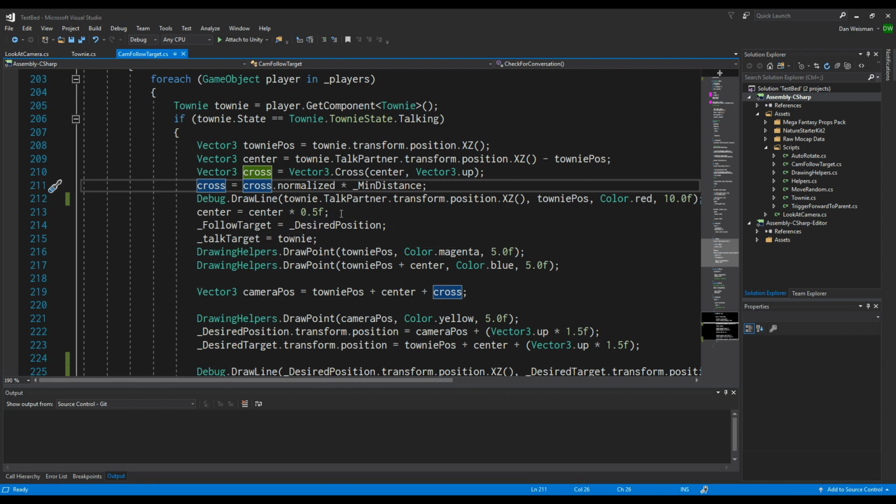Now, another interesting calculation here: remember, the center vector is the difference between the one character and his partner. When you scale it by 0.5, you're taking a point that's halfway between the two. If you looked at my previous tutorial on vectors, you would see that when you scale a vector by 0.5, you basically cut it in half. And so if you take a vector between two characters and cut it in half, you get the center point between the two characters. So that's what this center is.